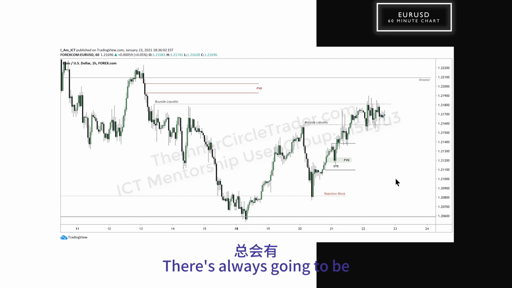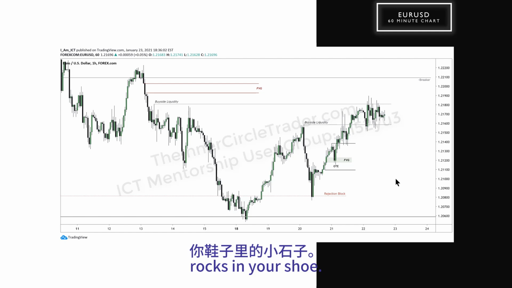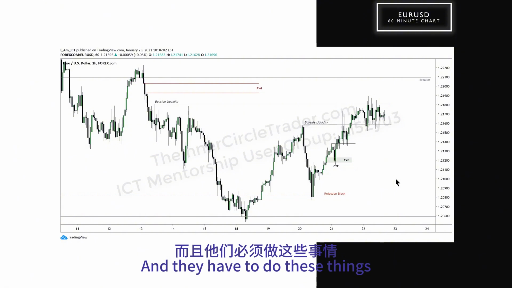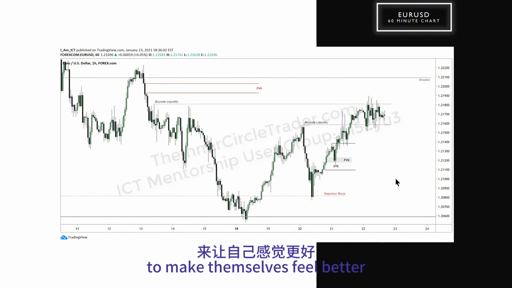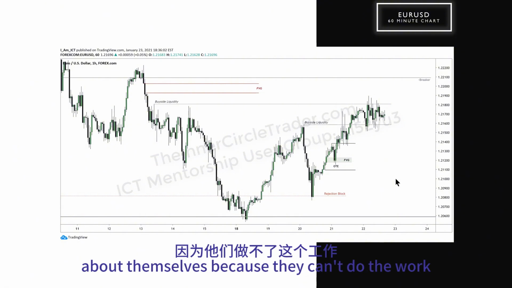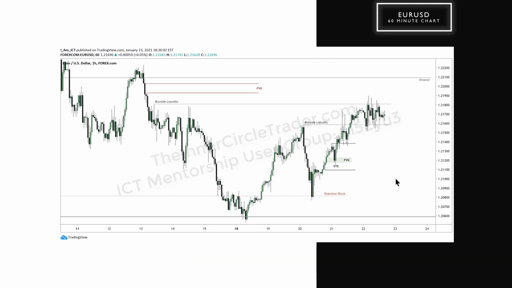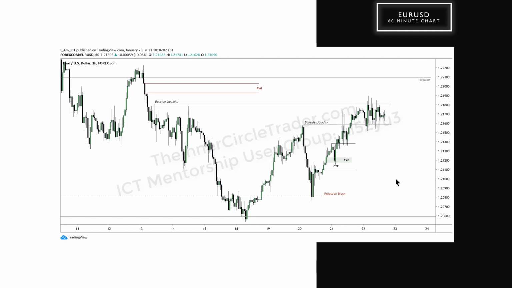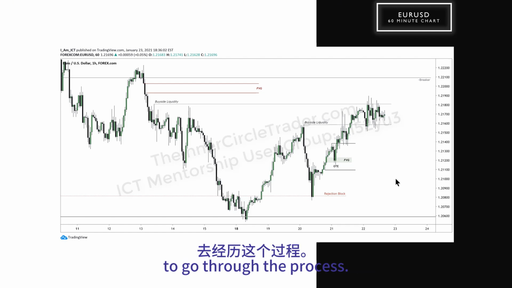There's always going to be tares amongst the wheat. There's always going to be these little rocks in your shoe. That's always going to happen. But these same people will never, ever, ever be able to do this profitably. And they have to do these things to make themselves feel better about themselves, because they can't do the work to make themselves profitable here. Not because it doesn't work, because they don't have the character to do it. They don't have the wherewithal to go through the process.